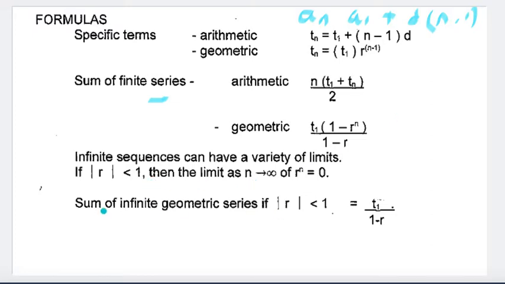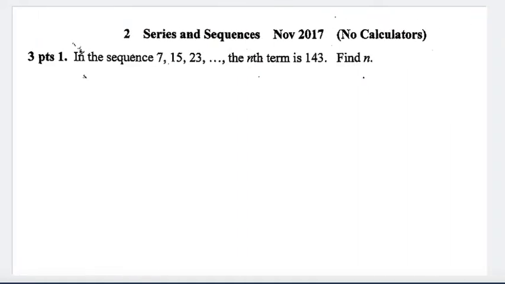And we also have a formula where the absolute value of the ratio is less than 1, it's going to be depreciating. So we can find the sum of an infinite geometric series if the absolute value of the ratio is less than 1. We can find it by T1 over 1 minus r. A lot of those are not applied to 3 or 4-point questions. In fact, they're not going to be applied to the 2 problems I'm going to do for you.